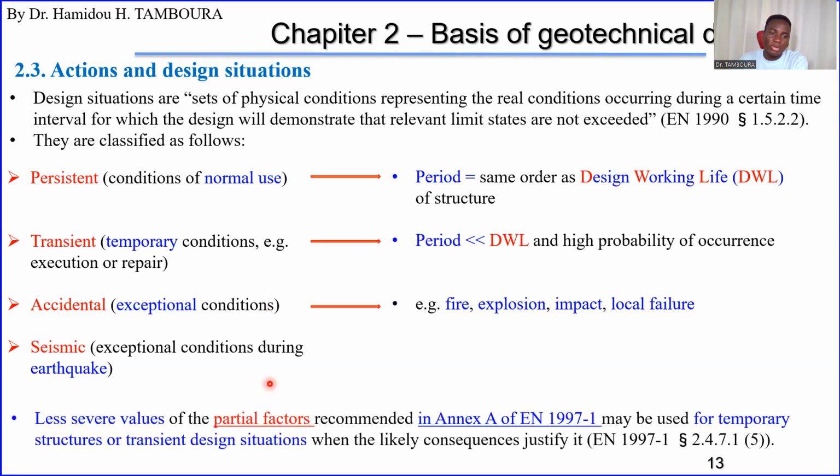So, less severe values of partial factor. This partial factor, we will talk about later. This is also very important, and it depends on each country in Europe. These partial factors are recommended in Annex A of Eurocode and may be used for temporary structures or transient design situations when the likely consequences justify it. And the reference is here.